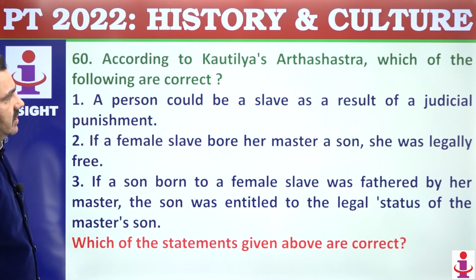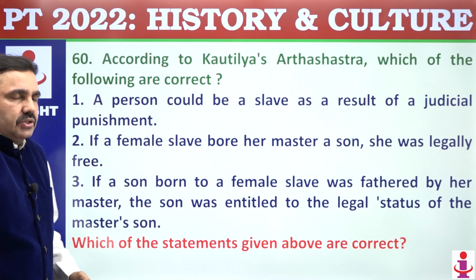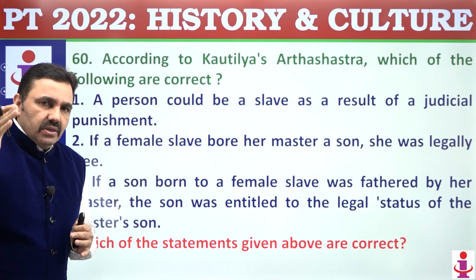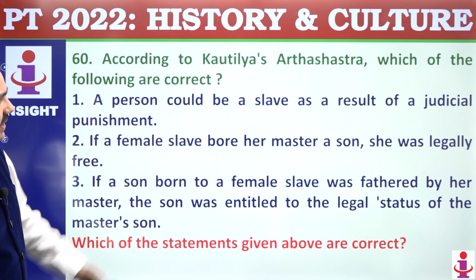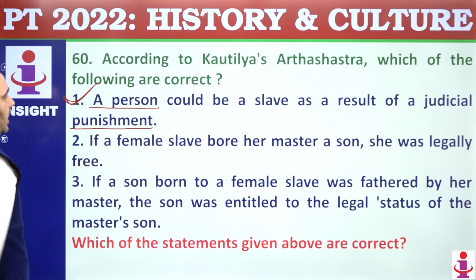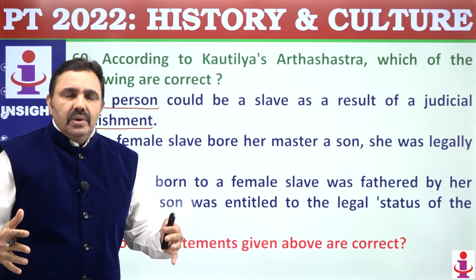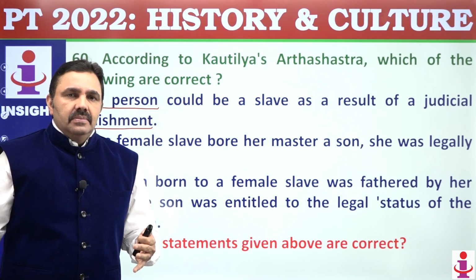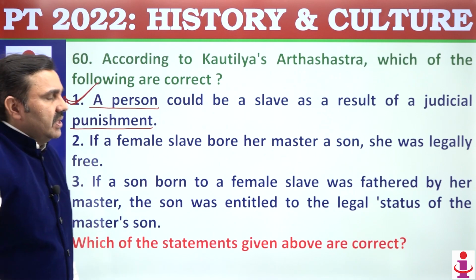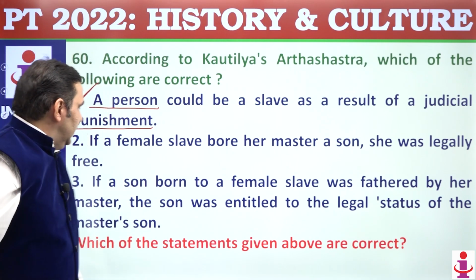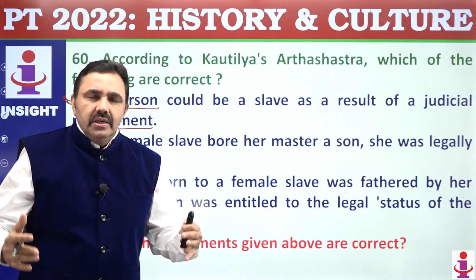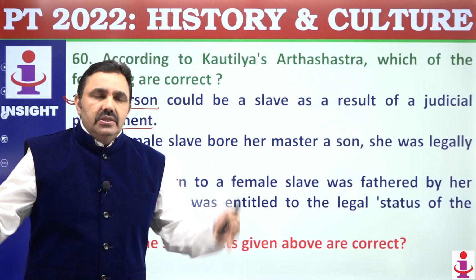60. According to Kautilya's Arthashastra, which of the following are correct? Again, a very difficult question, very factual, and most of the students are likely to get it wrong. Let us see. A person could be a slave as a result of judicial punishment. Kautilya describes 9 types of slaves, and one of them was slavery due to punishment. That's correct. If a female slave bore her master a son or even a daughter, she was legally free. She was manumitted, and legally freed along with her kid, and her relatives, mother, father, sisters also.